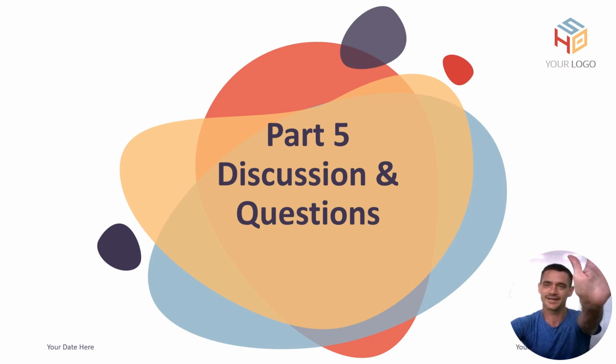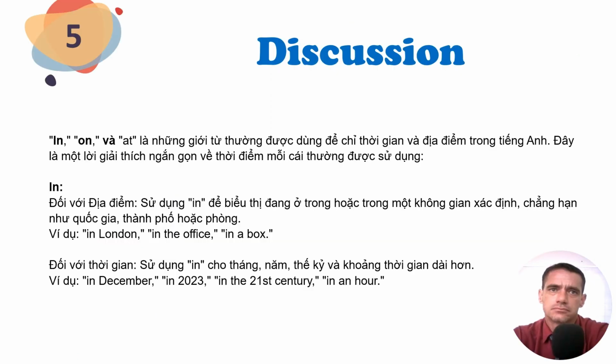Part 5, discussion and other questions. In, on, and at are prepositions that are often used to indicate time and place. Here's a brief explanation of when each one is typically used.